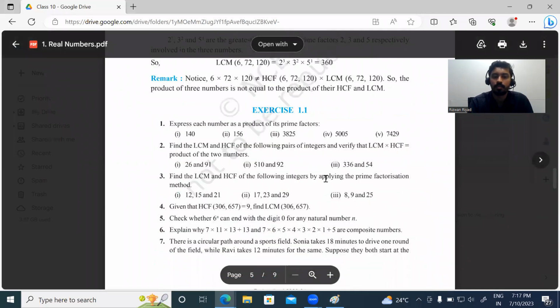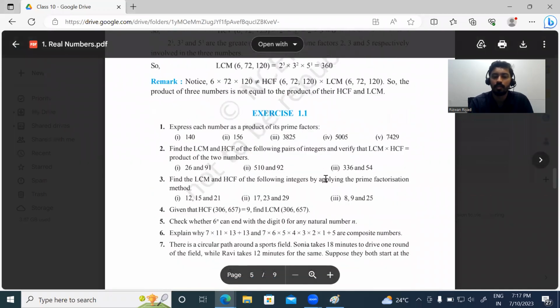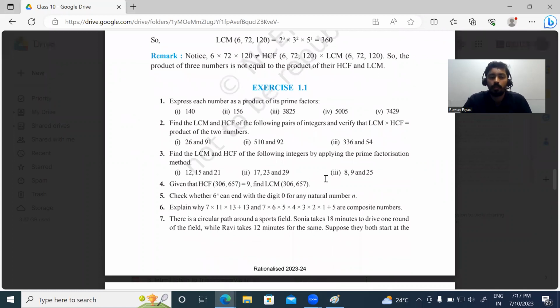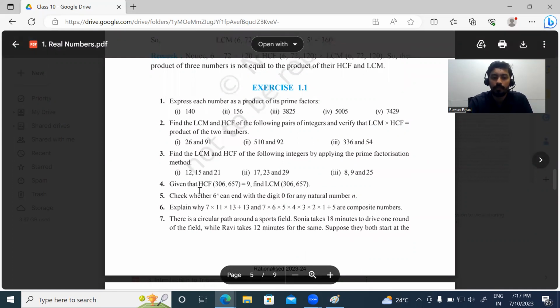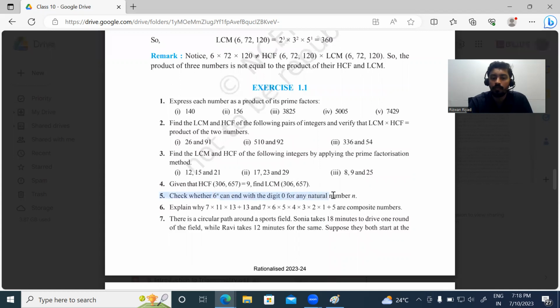In the last video, we stopped our discussion here. We discussed the fundamental theorem of arithmetic and the prime factorization of numbers. We also solved a question regarding finding the LCM and HCF of two numbers using prime factorization. Now in this video, I would like to start with question number 5, because all other questions are similar to the questions that we have discussed in the last video.